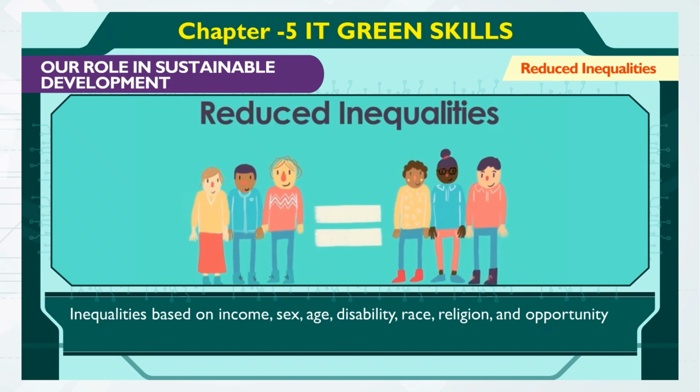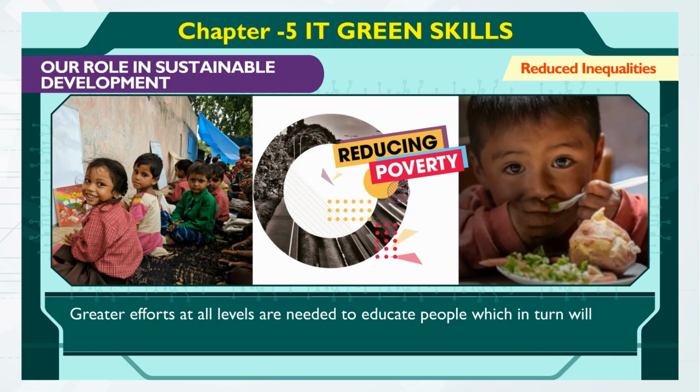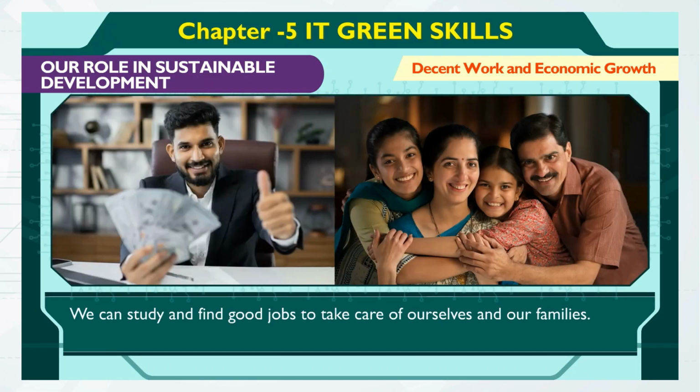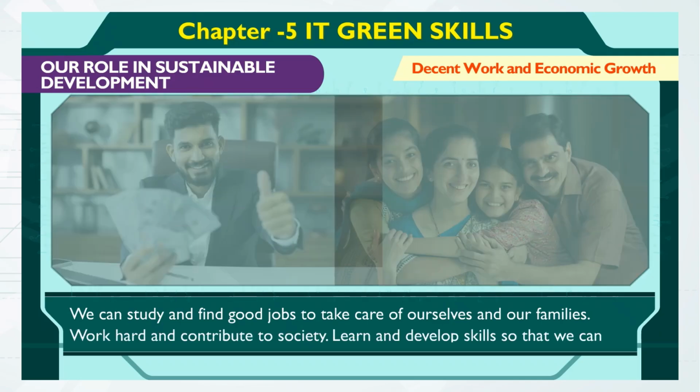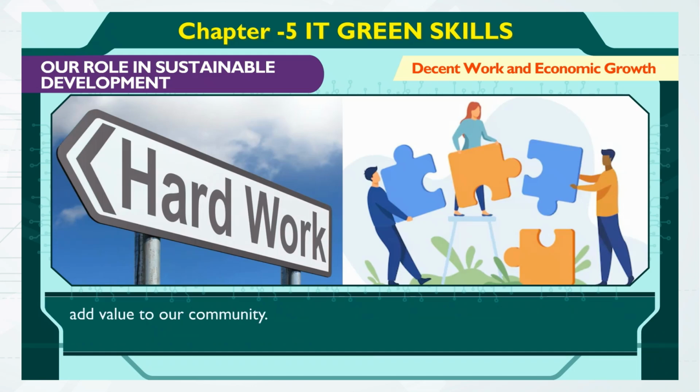Reduced inequalities. Inequalities based on income, sex, age, disability, race, religion, and opportunity will slow down the process of social and economic development of the society. Greater efforts at all levels are needed to educate people, which in turn will reduce inequality, poverty, and hunger. Decent work and economic growth. We can study and find good jobs to take care of ourselves and our families. Work hard and contribute to society. Learn and develop skills so that we can add value to our community.